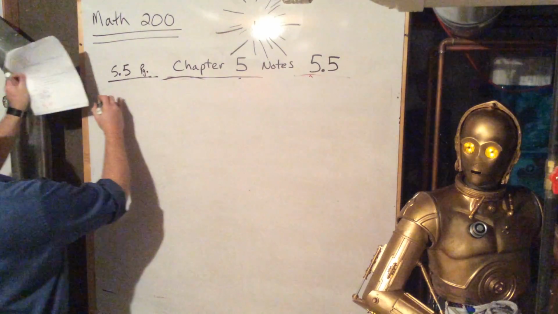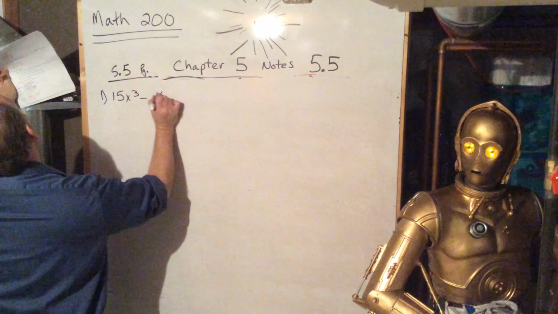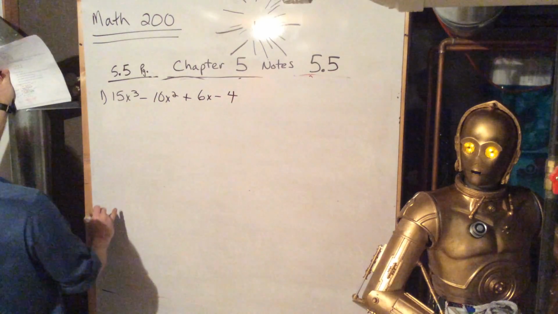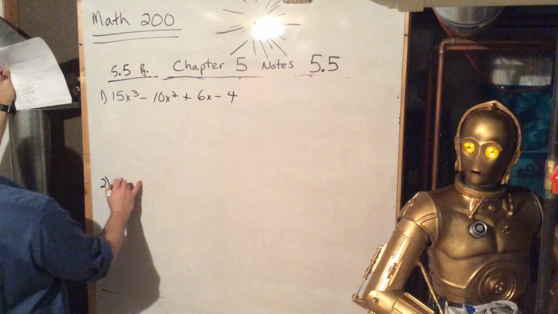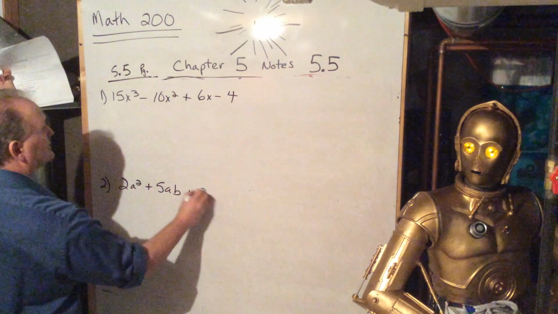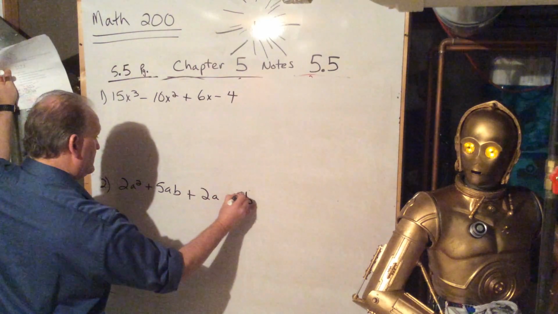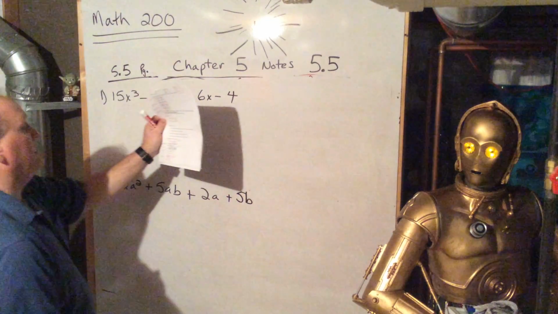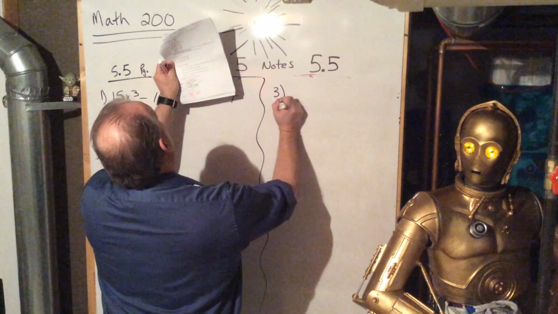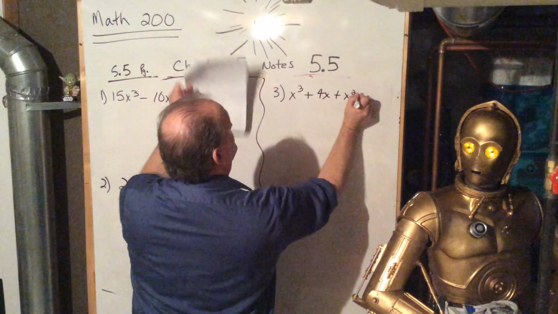So we've got 15x cubed minus 10x squared plus 6x minus 4. And we've got 2a squared plus 5ab plus 2a plus 5b. And we've got x to the third plus 4x plus x squared plus 4.